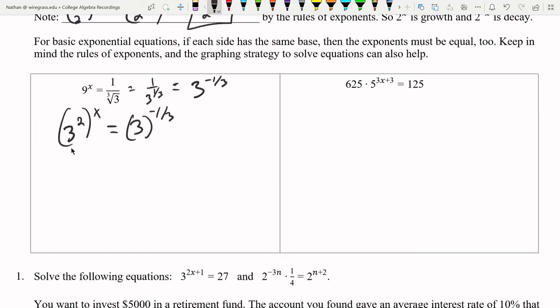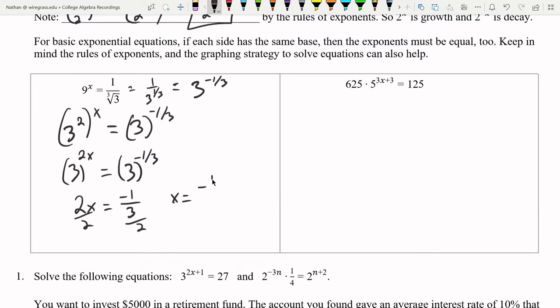I need to make this just 3 here. Power to a power is multiplying the powers. And now you can see that I have 3 on both sides. The only way this is equal is if the powers are equal. 2x must equal negative 1/3. Divide by 2, and I get x equal to negative 1/6.